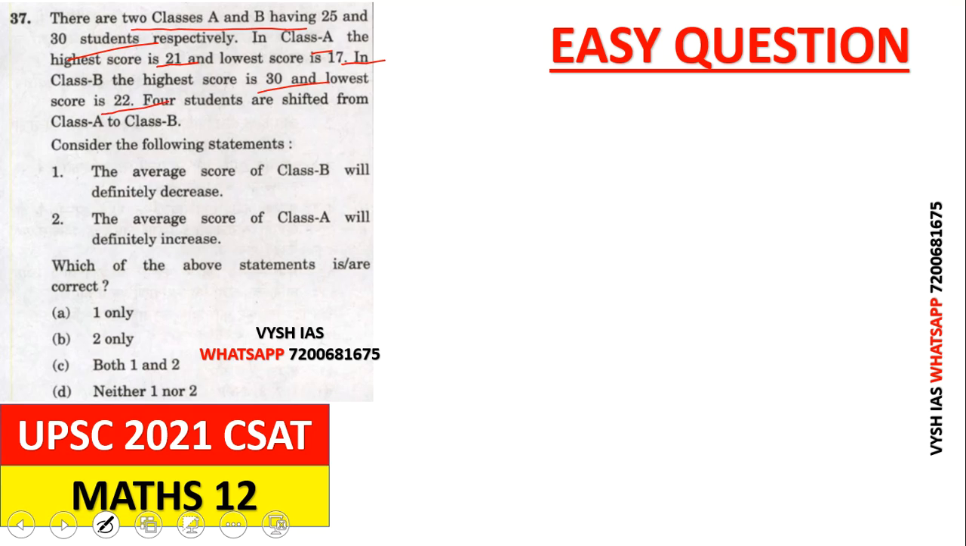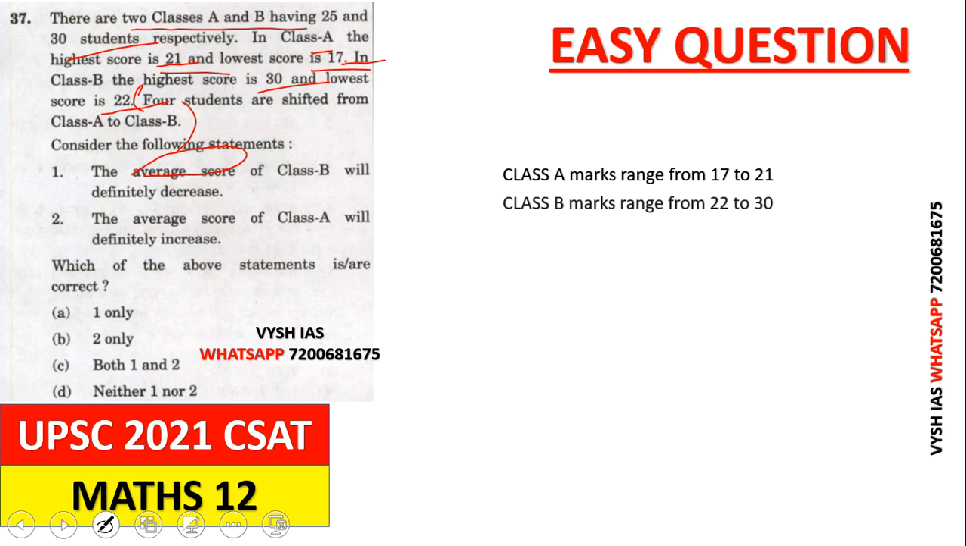Now you will think, okay, some maths is involved, I have to do something, but you don't have to. Why? Because they're asking what will happen to the average score. Average score of class B will definitely, because the condition is this: 4 students are shifted from class A to class B. So let me list it down so that it will be understandable for you. Class A marks range from lowest 17 to highest 21. Class B marks range from lowest 22 to highest 30. This much you know.